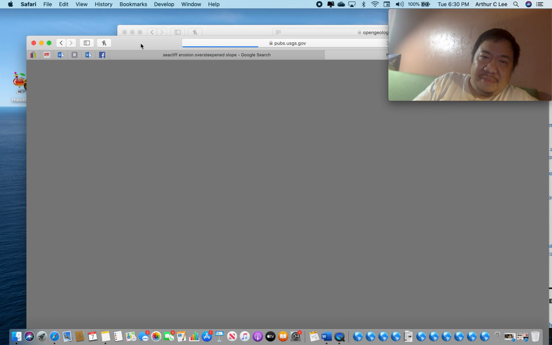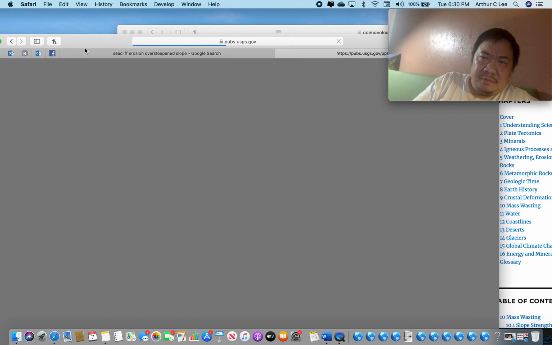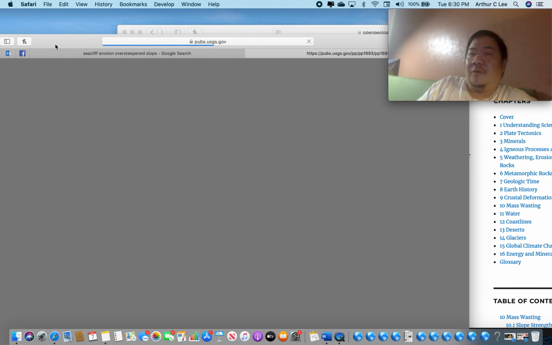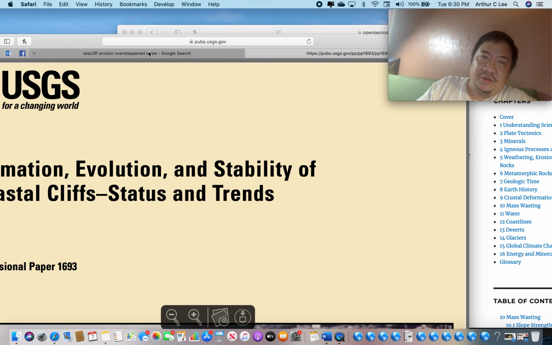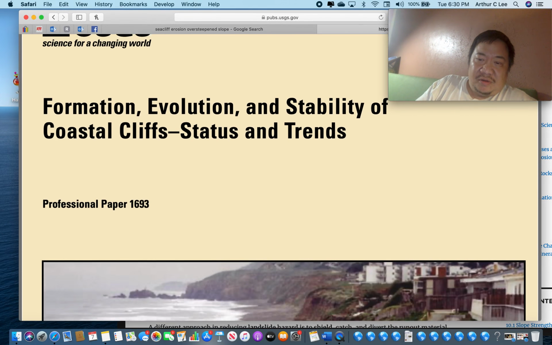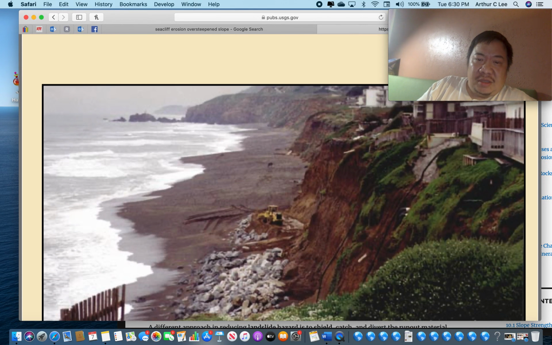Let's take a look and see what happens. We have a whole chapter later on coastlines, but the sea cliffs are really tall. Okay, look at this sea cliff here, and here's the beach.